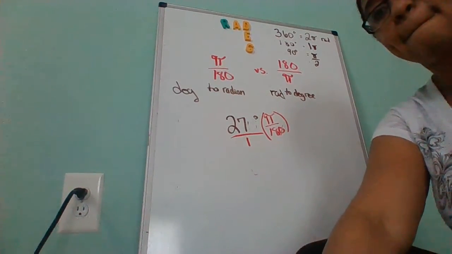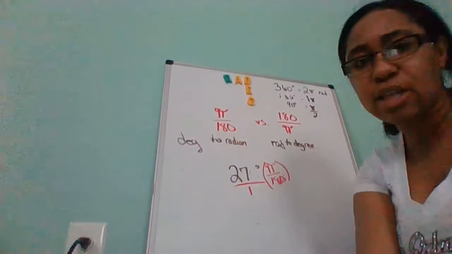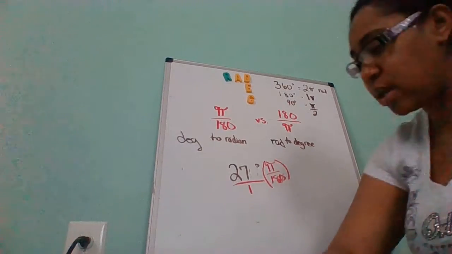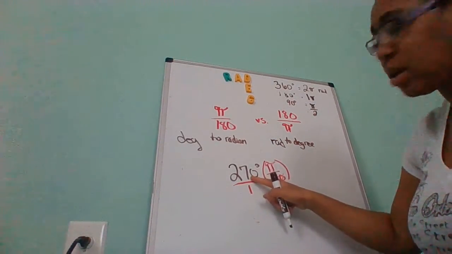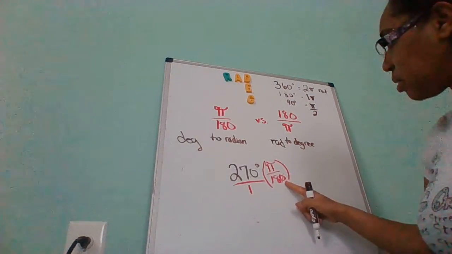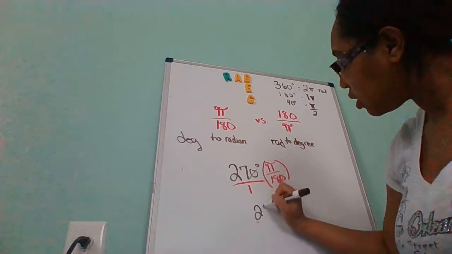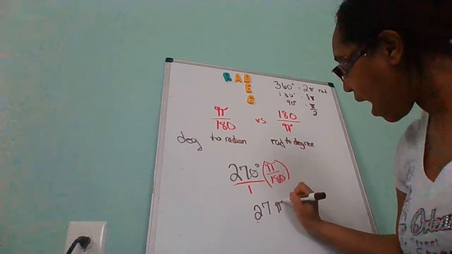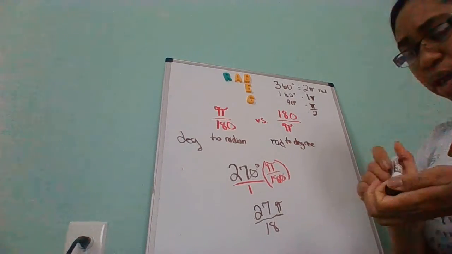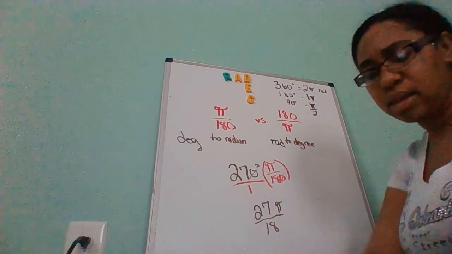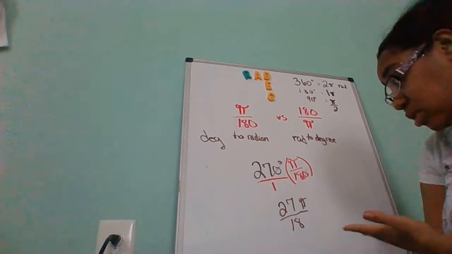Okay, so I was saying you can simplify the fraction, so it was 270. Since there's a 0 in the numerator and a 0 in the denominator, those cancel out. Then that leaves you with 27 pi over 18. Again, use your mental math if you can. You're just reducing this fraction.